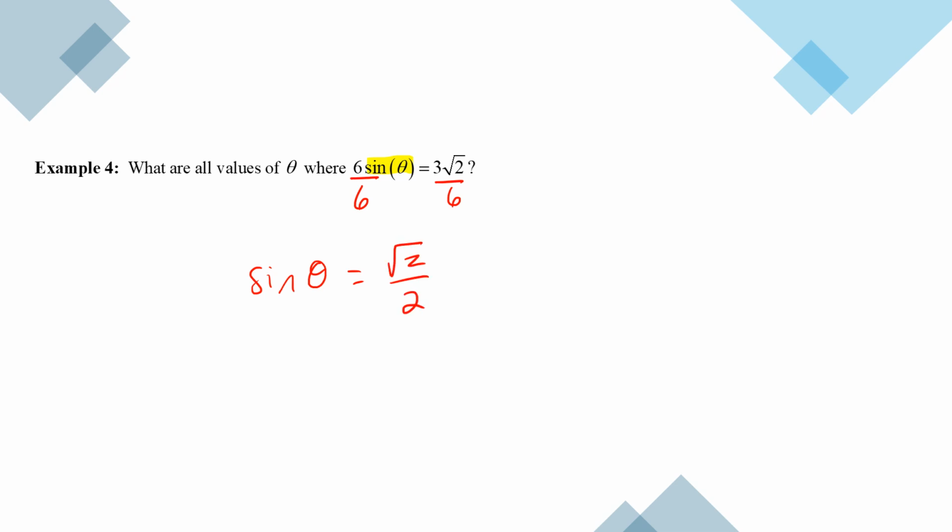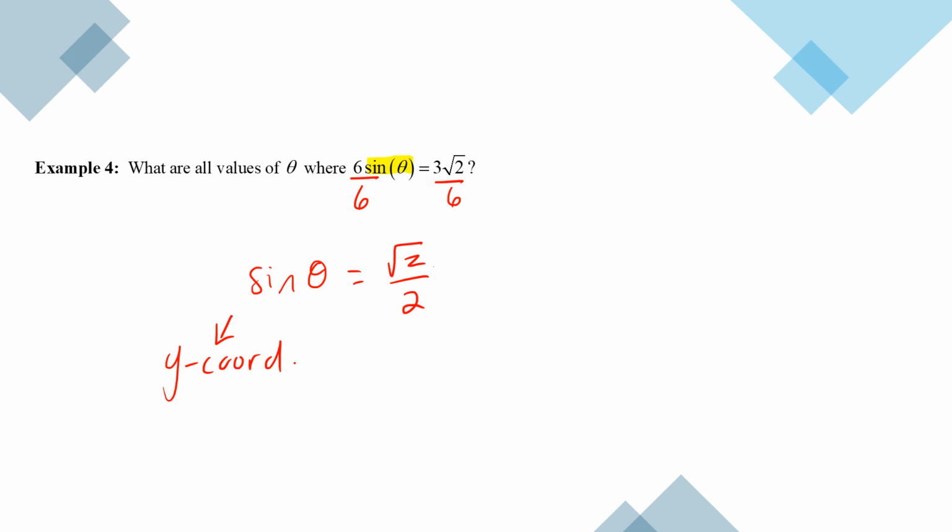Why is that? 6 and 3 are reducible, correct? 3 divided by 3 is 1. 6 divided by 3 is 2. So now we're down to sine theta equals square root of 2 over 2. Step 2 is to find the corresponding angle measurement on your unit circle that satisfies this. So I'm asking myself, what angle gives me a y coordinate, because sine is your y coordinate, of a positive square root of 2 over 2.